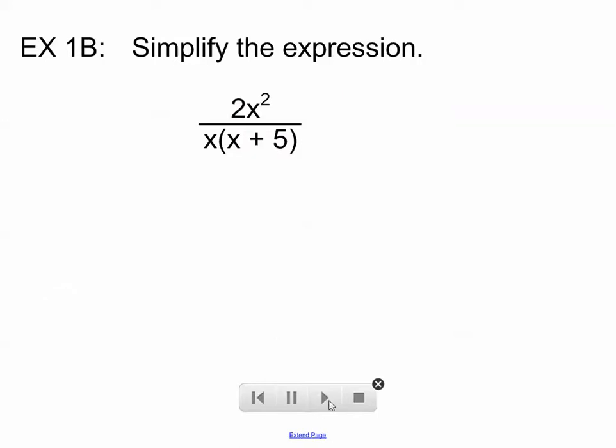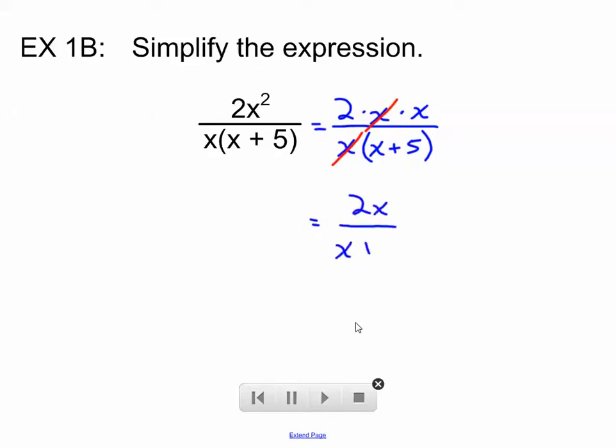Okay, what about this one? 2x squared over x times x plus 5. On the top, we can look at this as 2 times x times x. And then we can see that one of the x's on top and the x on bottom can cancel out. So we end up with 2x over x plus 5, and that would be simplified. These x's cannot cancel out because this is addition on bottom, not multiplication.